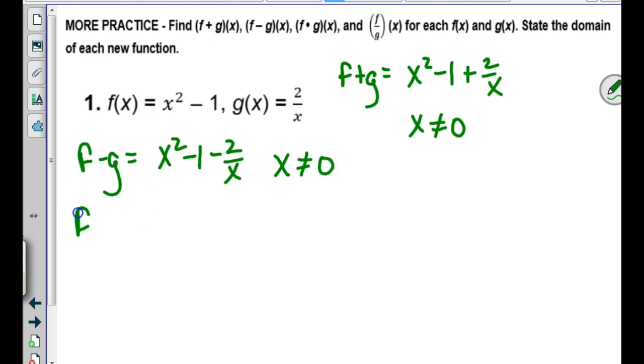Okay. F times g. So we'd have x squared minus 1 times 2 over x. You want to leave it a fraction?